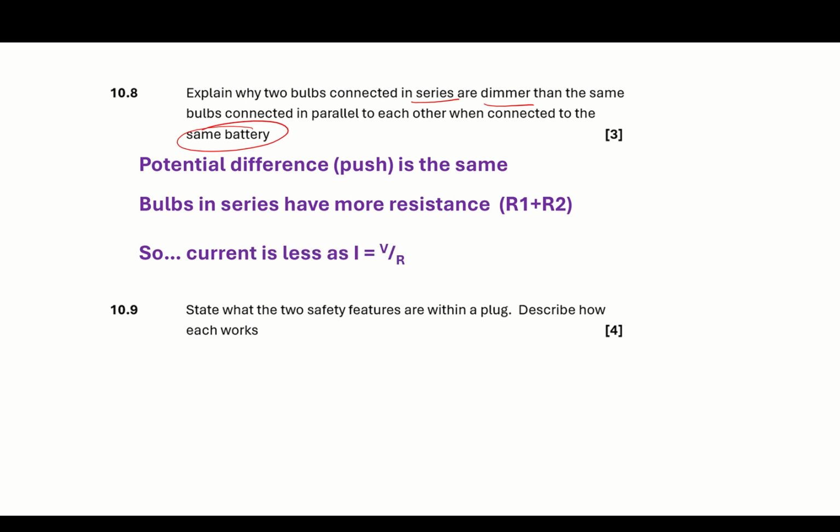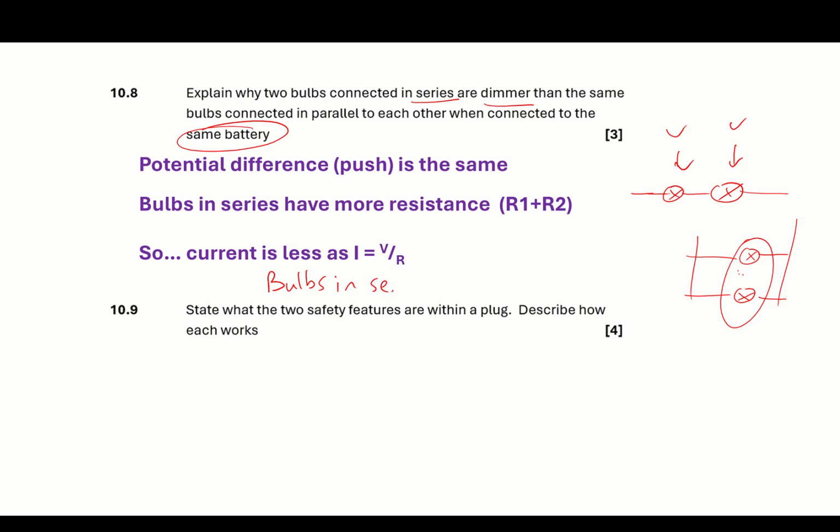Now, the other way I could have explained this is if I've got two bulbs in series, I've not put it in the model answer here, they're going to share the voltage between them. They'll have a bit of volts each. If I've got two in parallel, each branch gets the full voltage, so these will be brighter. So those will be brighter than those because they have to share the voltage. So if I wanted to, I could also add that bulbs in series will share the potential difference.